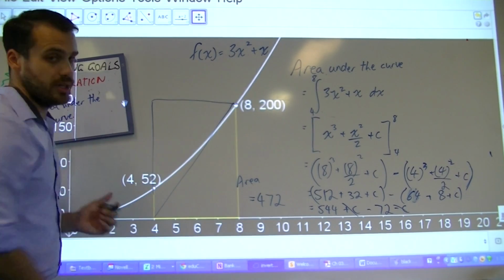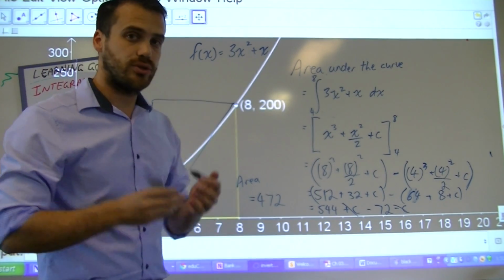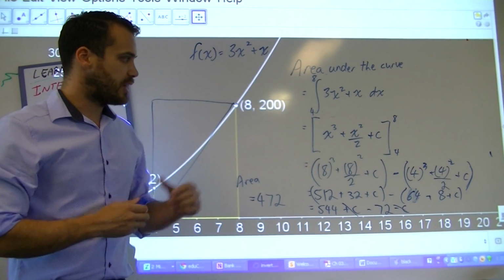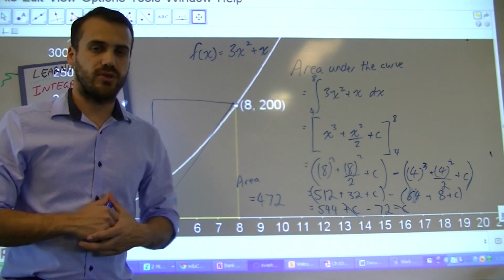There's a little bit extra here, so an area of 472 units squared makes sense for this particular question. That's finding the area under the curve using integration.